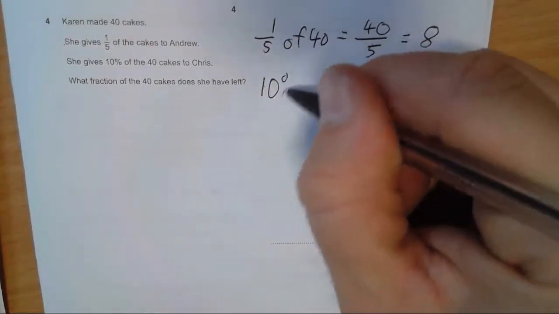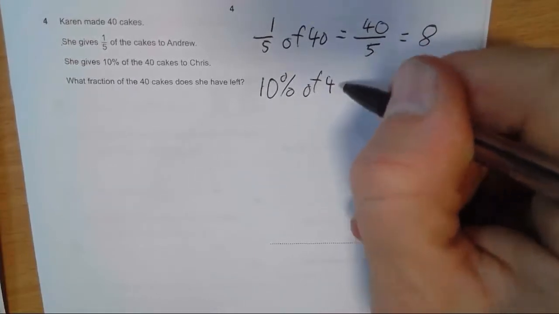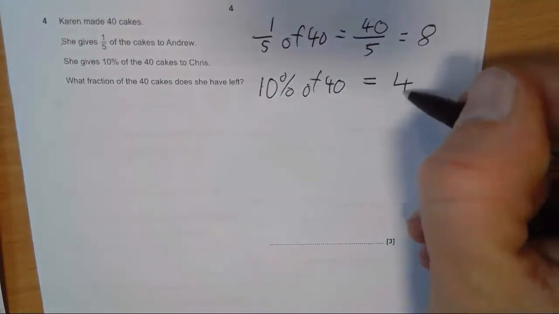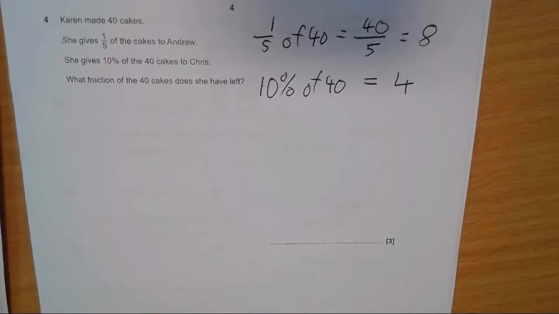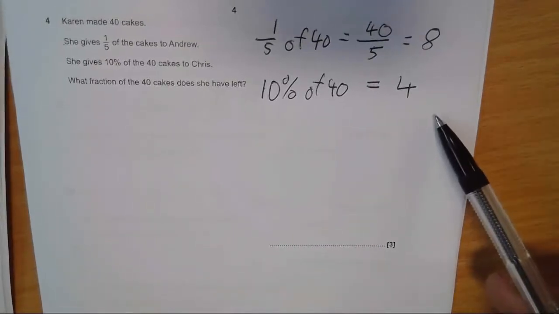Then 10% of the 40 cakes to Chris. So 10% of 40 is 4. So she gives that many to Chris. There would be another mark for getting that.